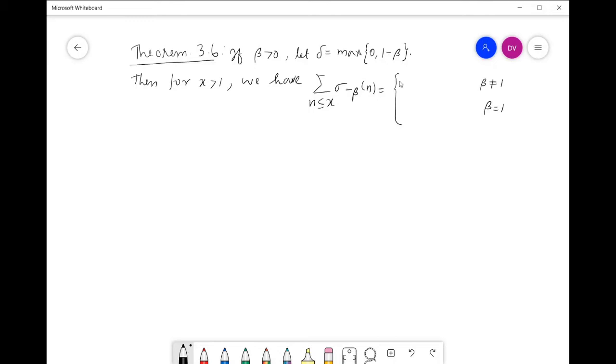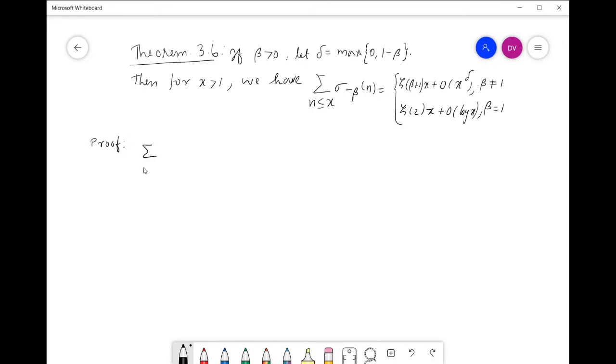For beta not equal to 1, we will get the answer zeta of beta plus 1 times x plus O of x raised to delta. In the other case, we will get zeta of 2 times x plus O of log x. Okay, now we begin the proof.